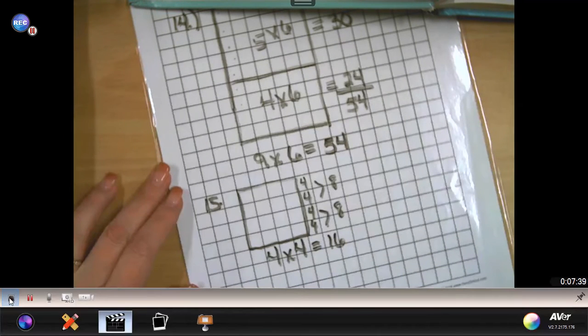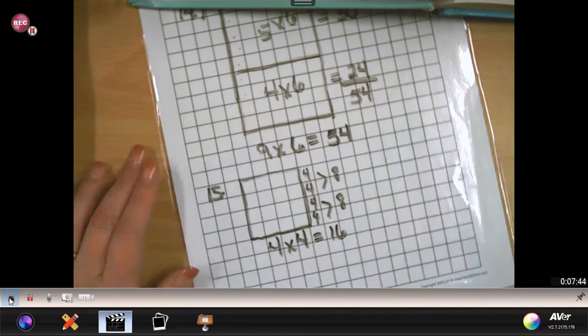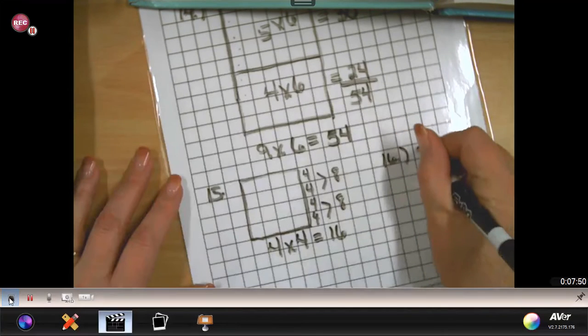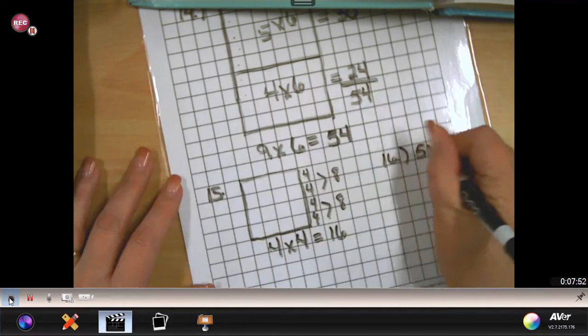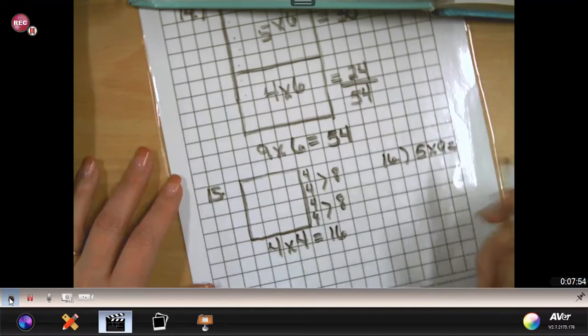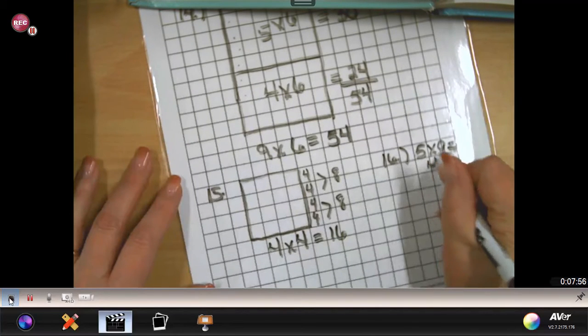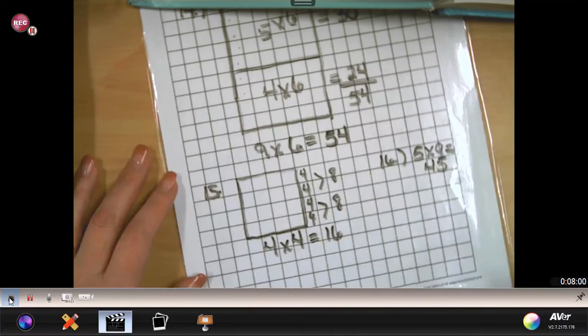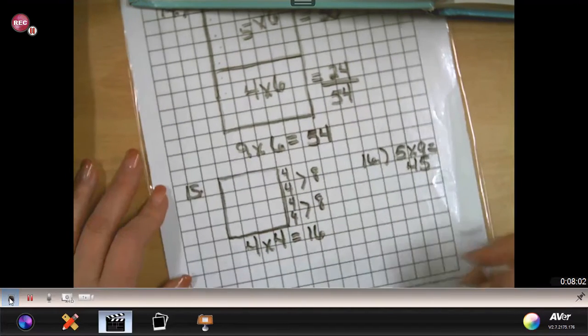Number 16, we know how to count by 5. So 9 times 5 would be 45 for number 16. So 9 times 5, or 5 times 9. And it's much easier to count by 5s than it is to count by 9s, so we can always use the other factor to help us find our product.